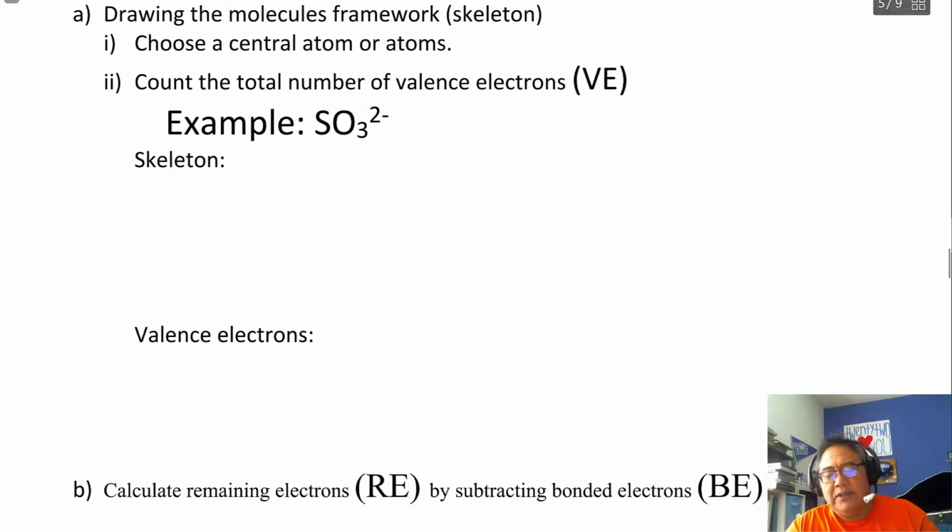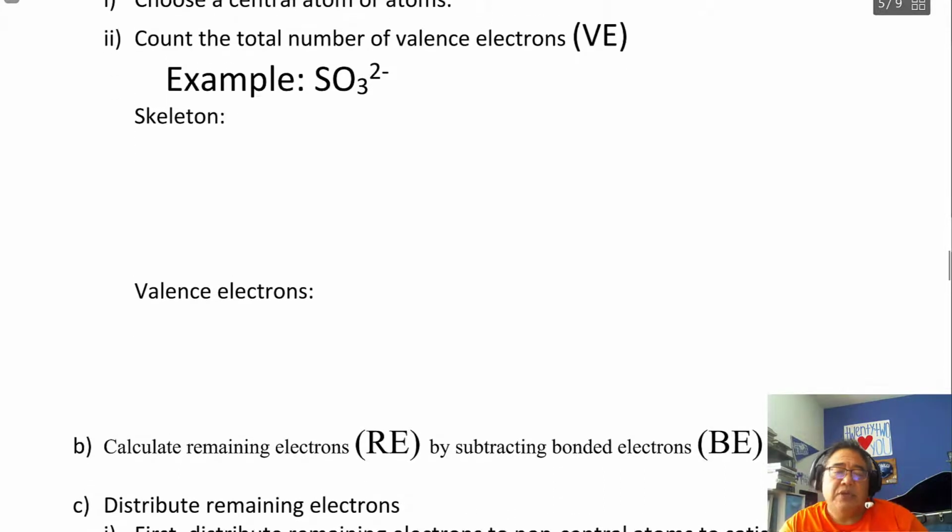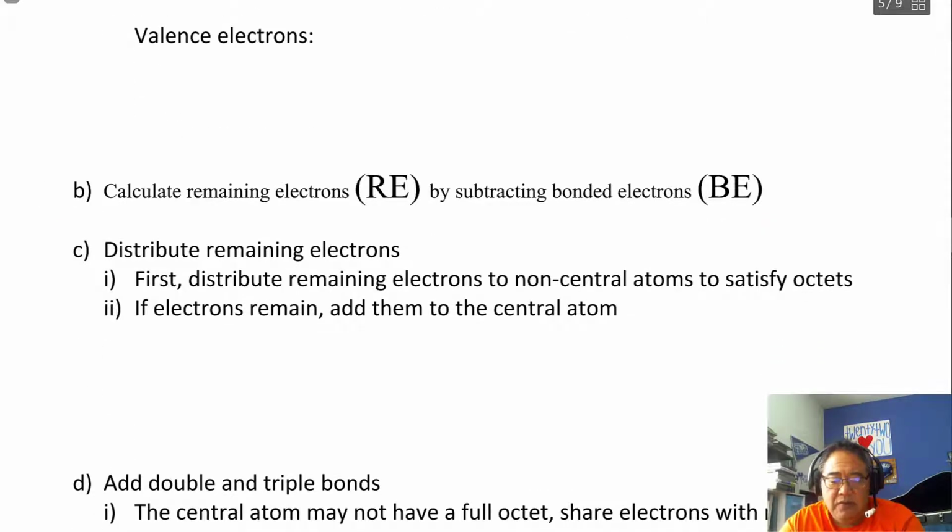But the first thing that we do in the counting electrons way is we have to draw a skeleton and count valence electrons. It doesn't matter what the order is, but if you're going to draw a skeleton, you're going to choose a central atom and then draw the atoms around it. You'll count the valence electrons. Now, when you draw a skeleton, you're going to put bonds in it, and those bonds are electrons that you'll subtract from the total. That'll give you the remaining electrons.